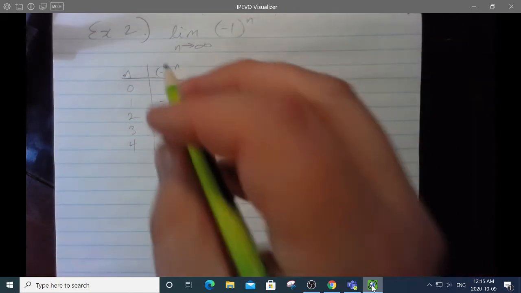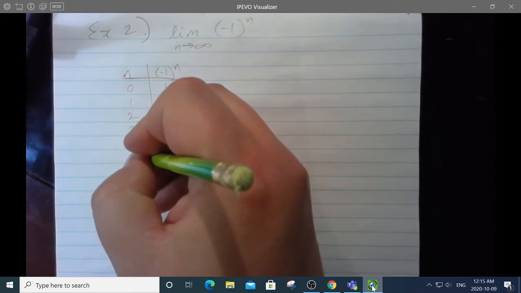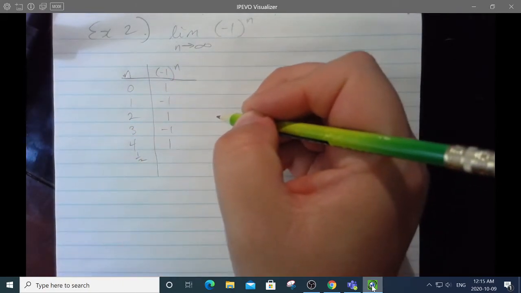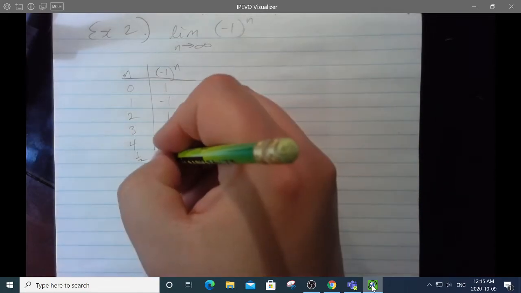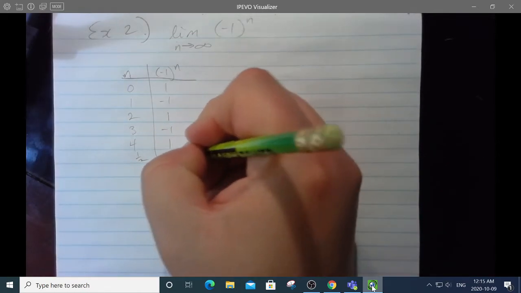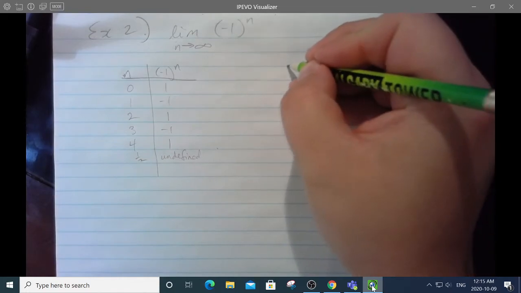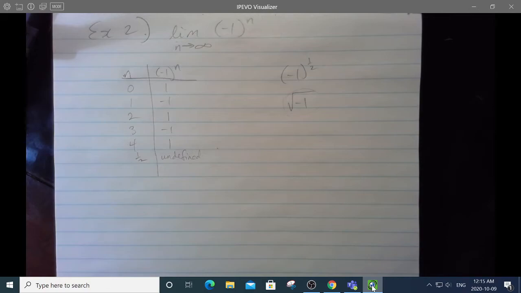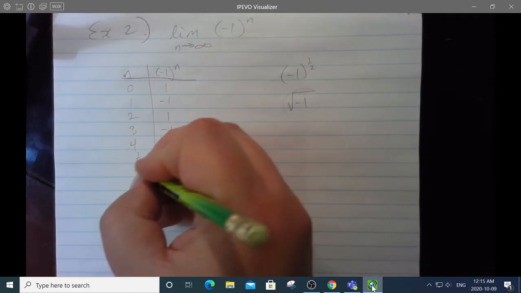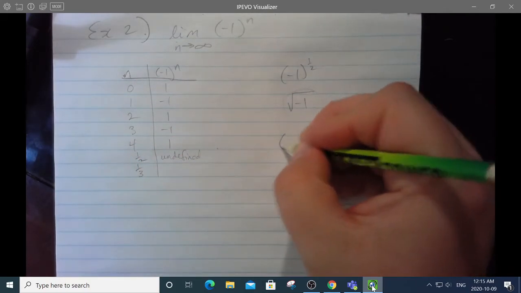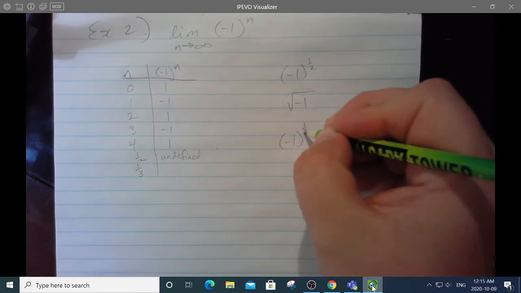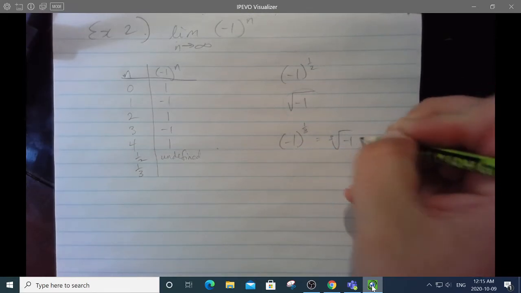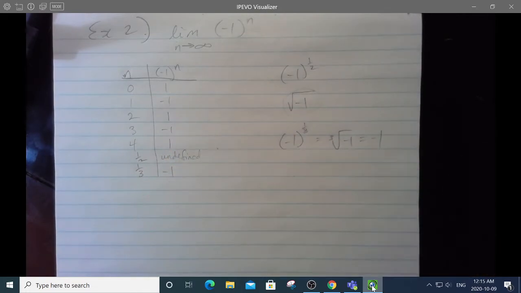Think about it. If I were to put, say, 1/2 in here, well, that actually isn't even defined, right? Because remember, -1 to the 1/2 is like saying the square root of -1, and that's not a real number. But 1/3 is, because that'd be the cube root of -1, which is -1. So this thing is going to have a hard time even existing everywhere.